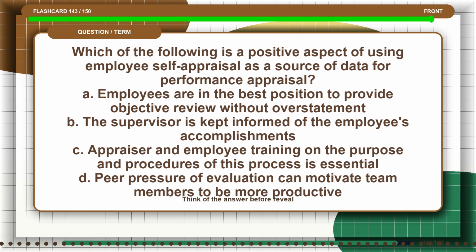Flashcard 143. Which of the following is a positive aspect of using employee self-appraisal as a source of data for performance appraisal? A. Employees are in the best position to provide objective review without overstatement. B. The supervisor is kept informed of the employee's accomplishments. C. Appraiser and employee training on the purpose and procedures of this process is essential. D. Peer pressure of evaluation can motivate team members to be more productive. Think of the answer before the reveal.